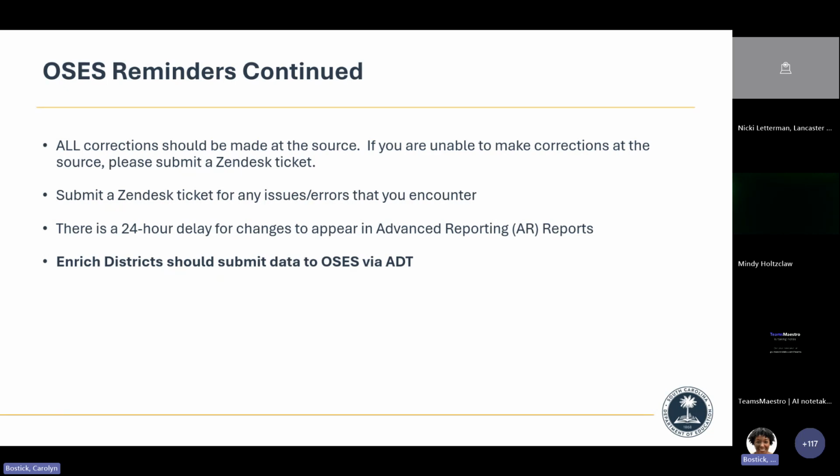Remember that there is a 24-hour delay for any changes that you make in your system in order for that to appear on the AR report. So any changes that you make today, you will not see them in your system until tomorrow, okay? Just a reminder to those enriched districts, you should always submit your report to OSIS via ADT and send us an email, okay?